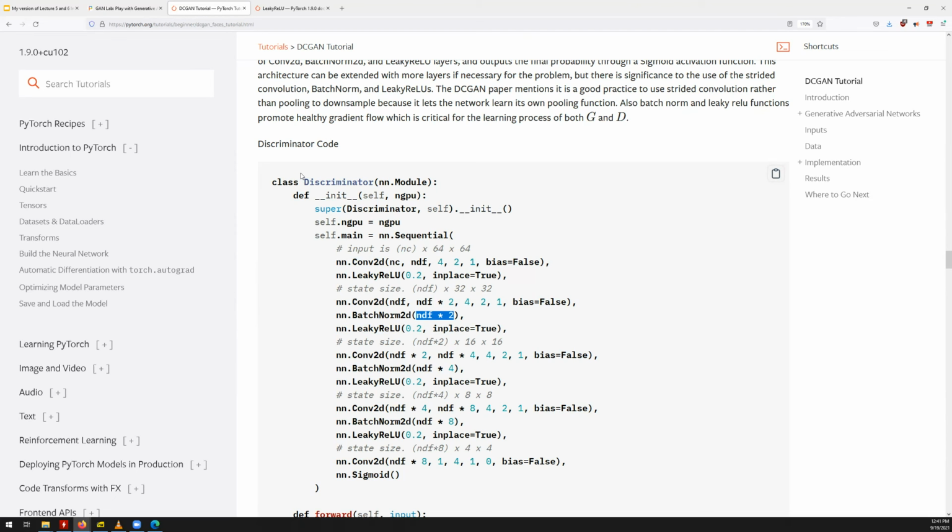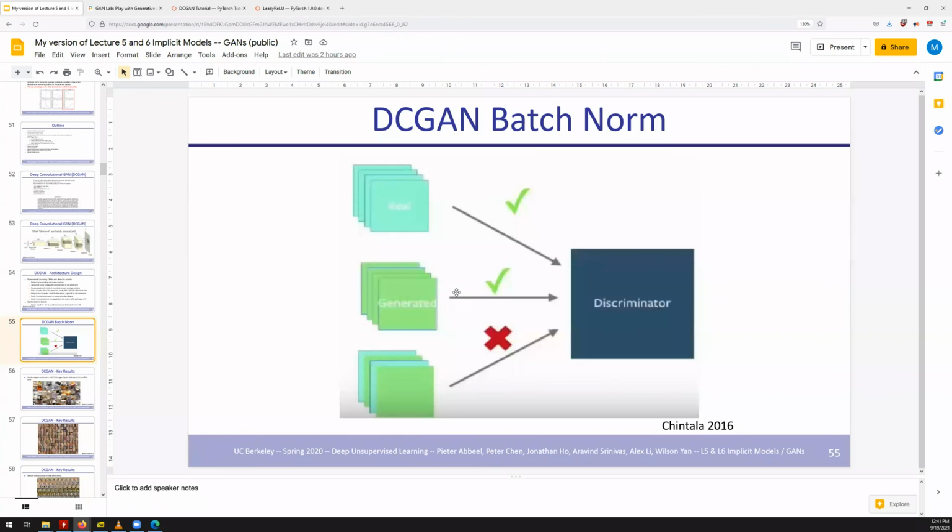To rephrase it, we need to feed the real and fake images separately because we have a batch norm in the network. Okay, I see. That makes a lot of sense. So that's the whole batch norm problem. Okay, great.